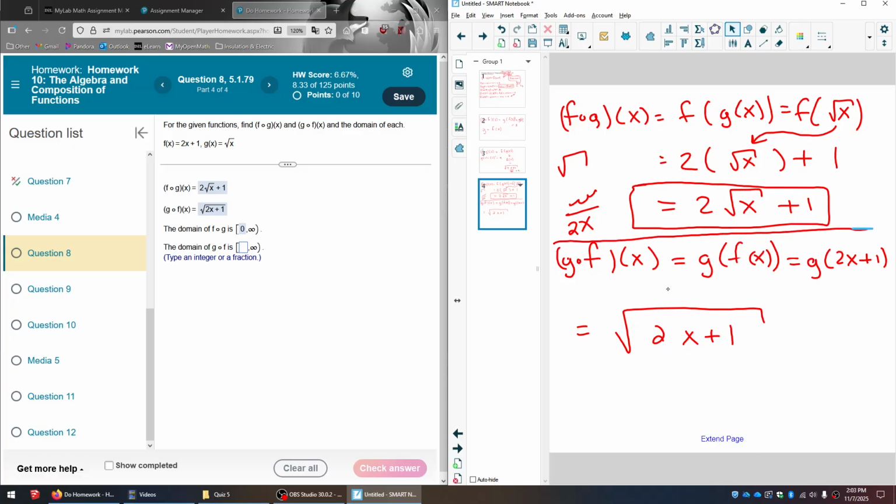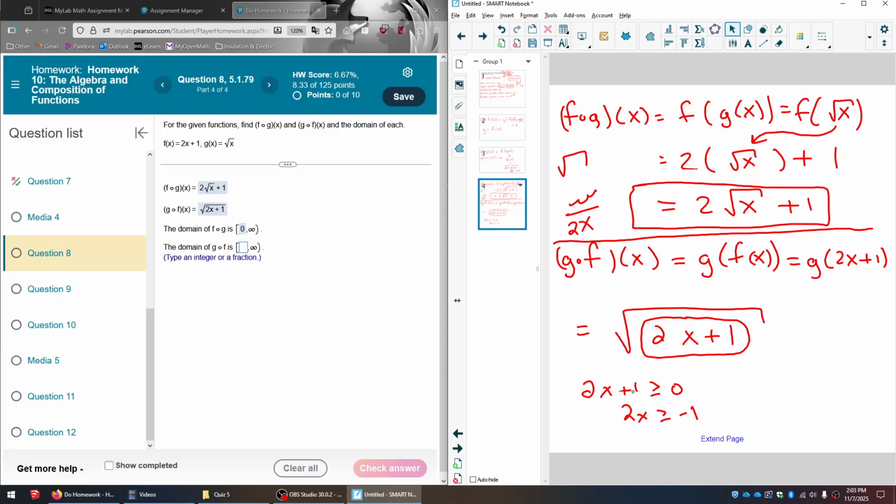So the input is 2x plus 1. Now there's no square roots in here, and there's no fractions, so we do not have to worry about the domain. The domain for 2x plus 1 is all real numbers. But for the domain of this final one, we have to look at this very carefully. The value of this expression cannot be negative. So we want the value of that expression to be greater than or equal to 0. So I just write it down, and then I can go ahead and solve this inequality.